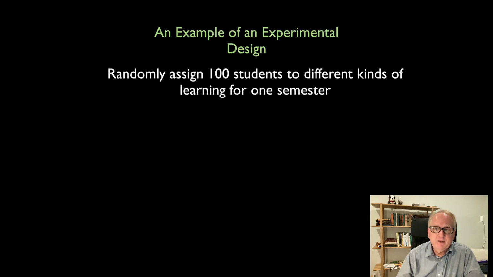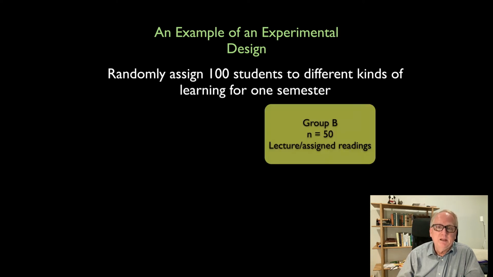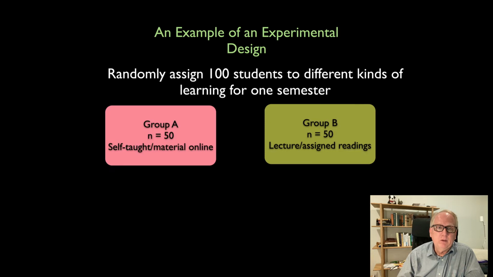So in an experimental design, like I said, you're going to randomly assign people to the different conditions. So here's an example of an experimental design. This is just completely fictional. But let's just say we randomly assign 100 students to different kinds of learning for one semester. So they're going to be randomly assigned to be either in Group B or in Group A.